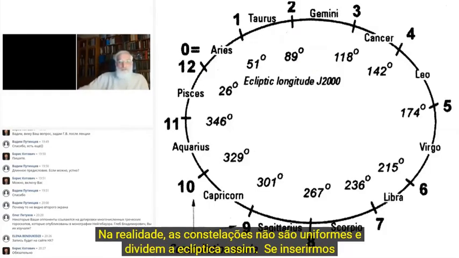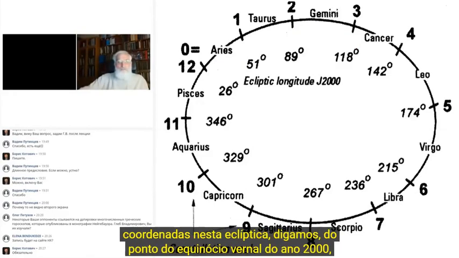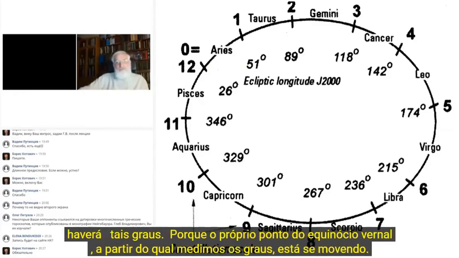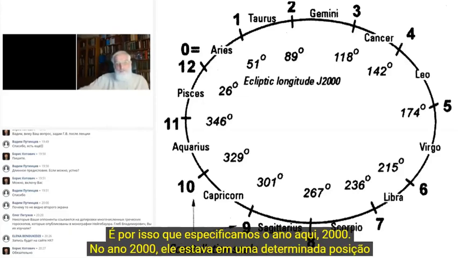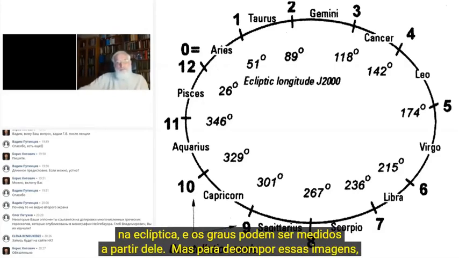In reality, constellations are non-uniform, and they divide the ecliptic like this. If we enter coordinates into this ecliptic, say, from the vernal equinox point of the year 2000, there will be such degrees. Because the vernal equinox point itself, from which we measure degrees, is moving. That's why we even specify the year here, 2000. In the year 2000, it was in a certain position on the ecliptic, and degrees can be measured from it.